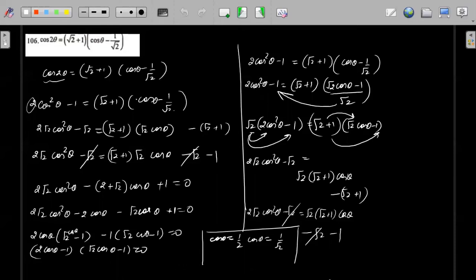86 I have solved already. 80 I have also solved. 80 is exactly like this, so you can solve it by yourself. 86 I have already solved and I have shared with you. You can just check it. Let me see.